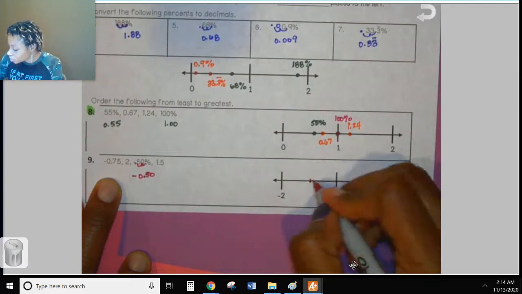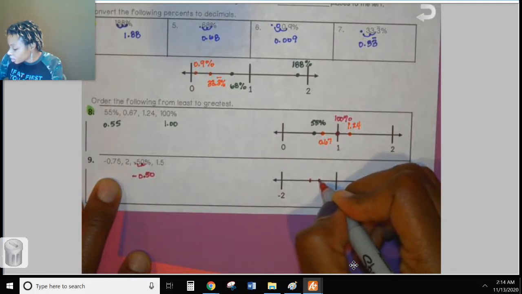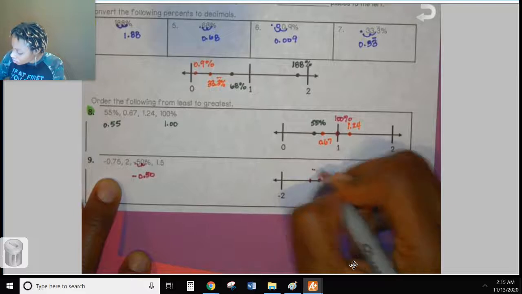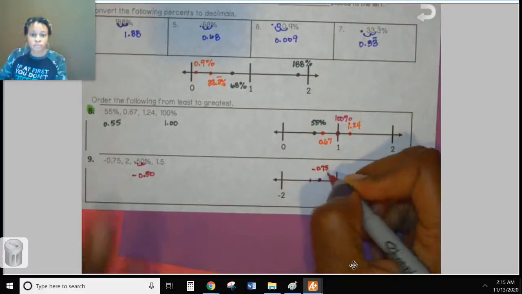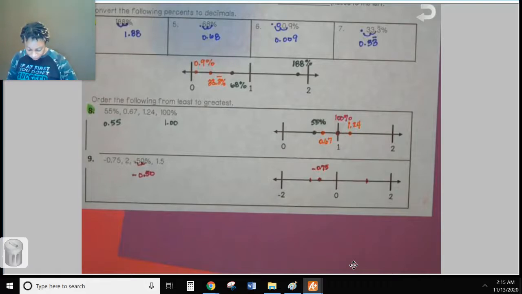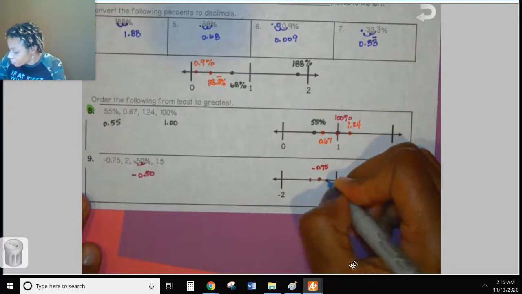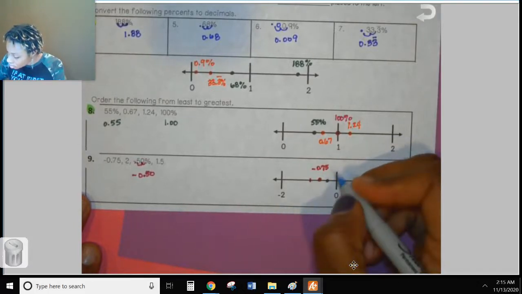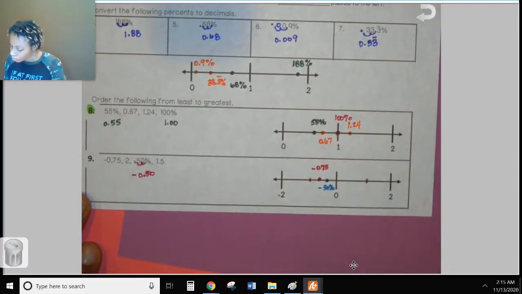Negative 75 hundredths. Remember, we broke it into 4. It's 25, 50, 75. I'm going to mark it here. And then we have negative 50 hundredths, which would be close to 75. So I'm going to mark it here. That was a percentage, negative 50%.